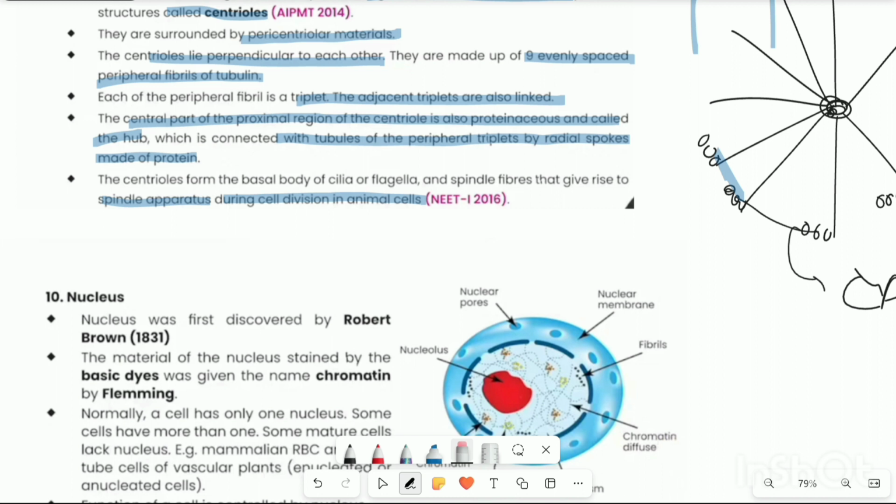Centrioles lie perpendicular to each other, and each is made up of 9 evenly spaced fibrils of tubulin, and this peripheral fibril is a triplet. The central part of the proximal region of the centriole is also proteinaceous, which is called the hub, and it is interconnected with the tubules by radial spokes, which are also made up of protein. From the basal body of this centriole arises the spindle apparatus during cell division. At the time of cell division, they give rise to the spindle apparatus.